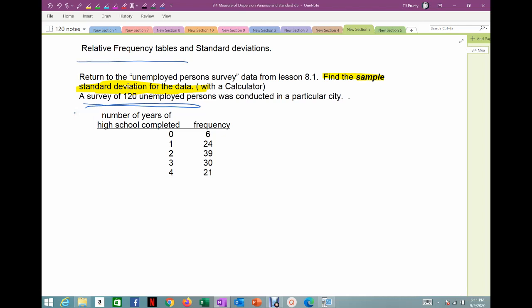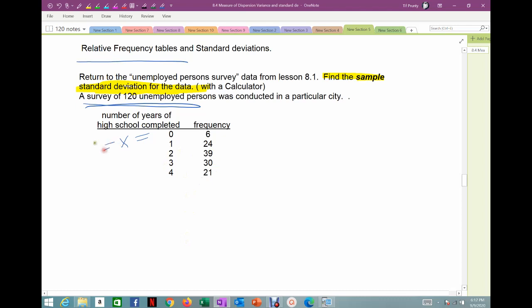And so it's a sample where we found the number of years of high school and how many people answered that way. Remember, this is the frequency table from before. Number of years of high school are the X values. Frequency is how many of those X values. So 6 people answered 0 years of high school, 24 people answered 1 year, 39 people answered 2 years, and so on. That's the tally of how many people gave that answer.